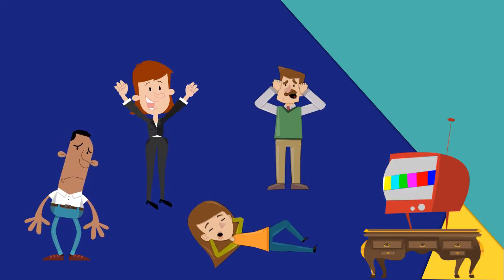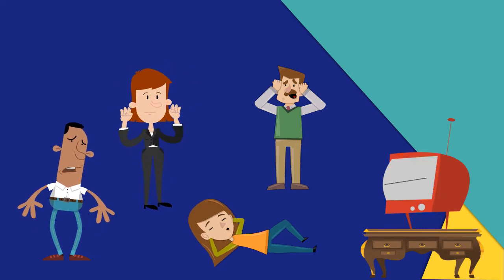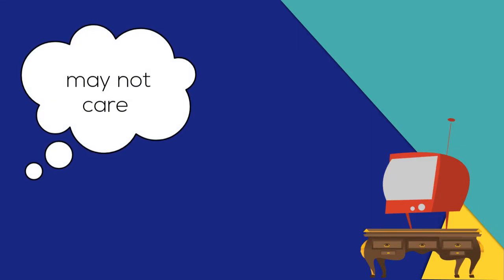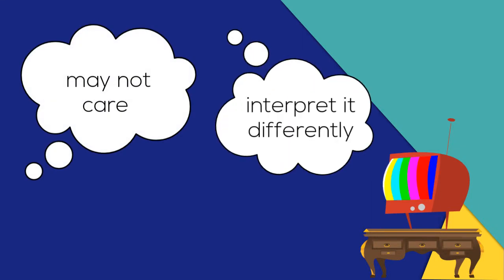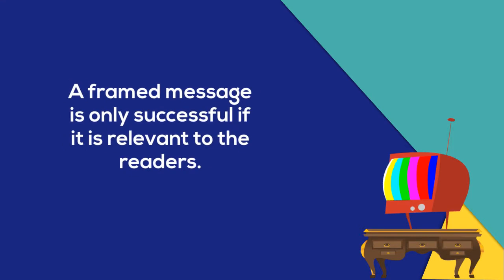Audience characteristics, message resonance, and situational context all have an influence. A reader may not care about a certain topic, interpret it differently than intended, or may have previously experienced a situation that resulted in a strong, almost unchangeable opinion. A framed message is only successful if it is relevant to the readers.